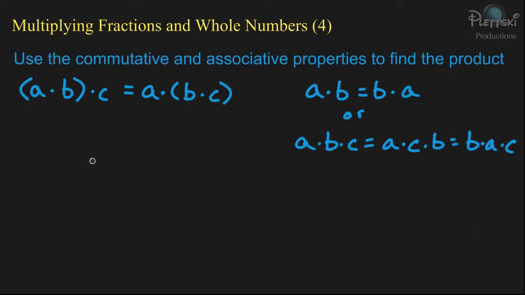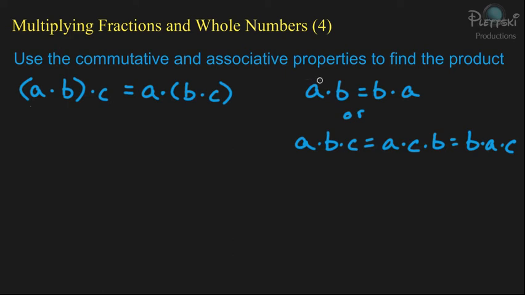Use the commutative and associative properties to find the product. Okay, if you remember, and if you don't know yet, the commutative property and the associative property of multiplication say, well, let's look at commutative first.